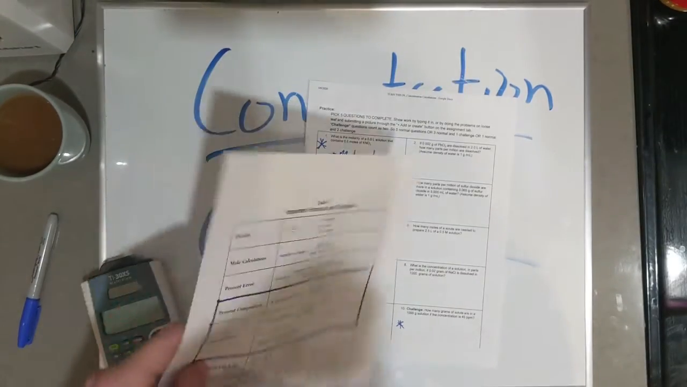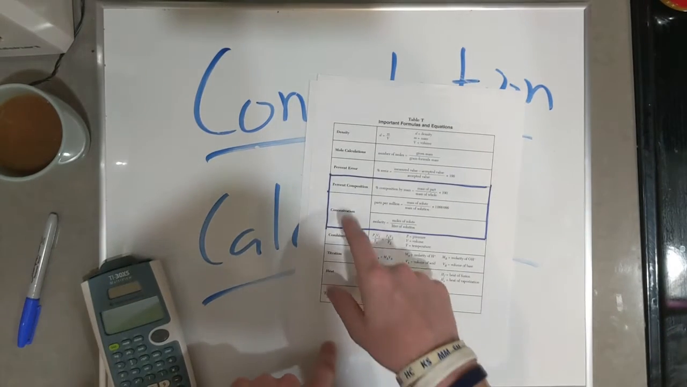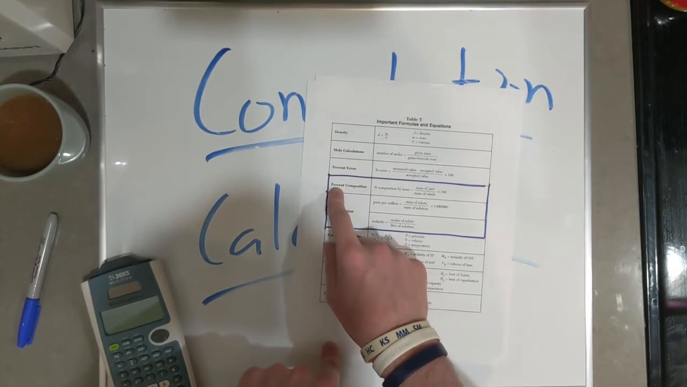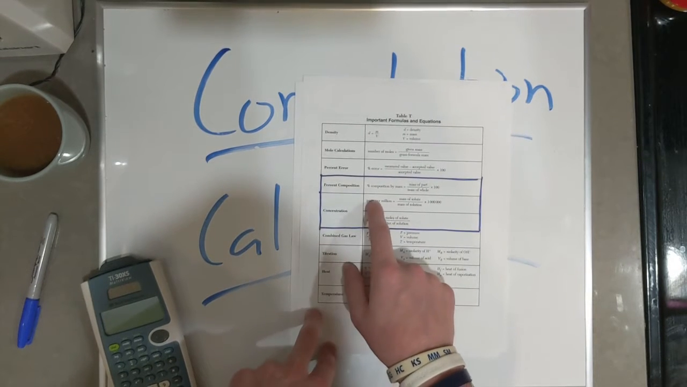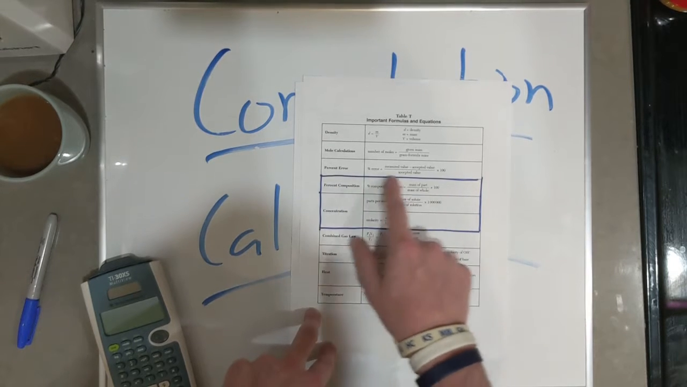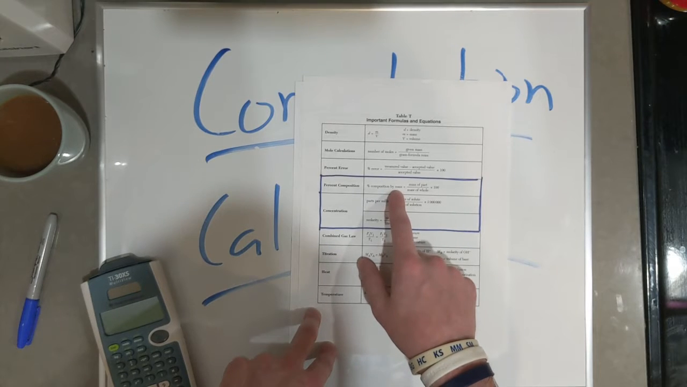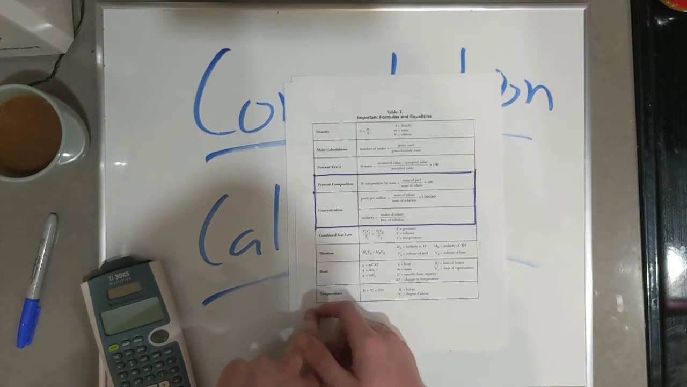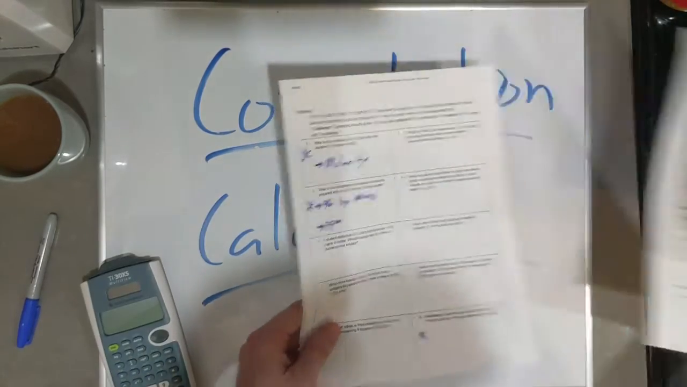The equations that we are going to need are on the reference table, and this is our equation for percent by mass, and our two concentration equations for parts per million and molarity. Percent composition is a much more universal equation that you can use for other things besides concentration, but it works for concentration too. So, boom, boom, boom. This is what we're going to be doing today. All right.